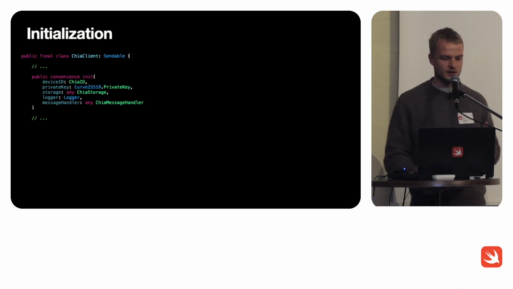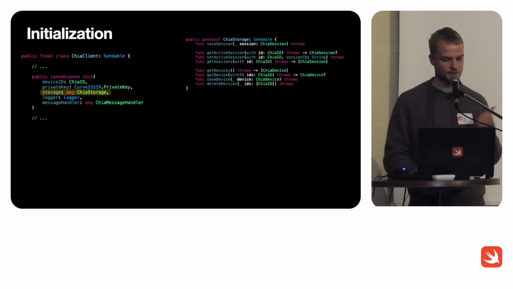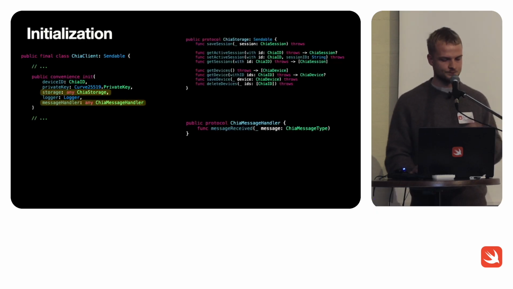So how do you initialize such a client? You have to provide it with an ID. You need to provide it with a private key. And most importantly, there are these two protocols. There's the Chia storage and the message handler.